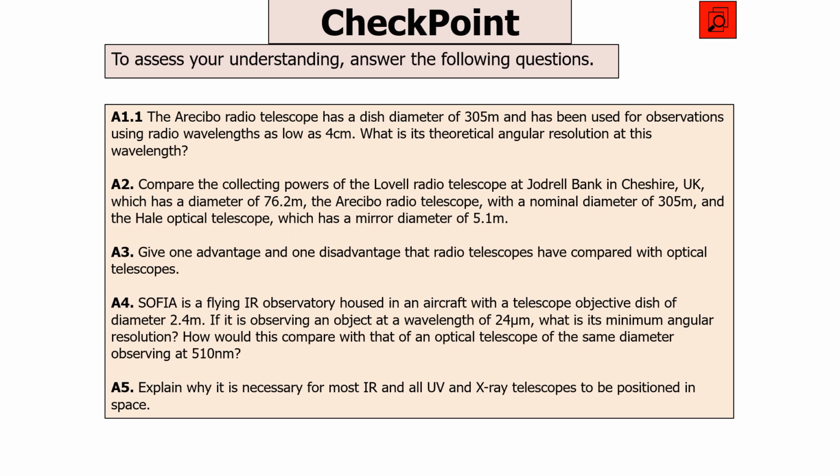Then Sofia is a flying IR observatory housed in an aircraft with a telescope objective dish of 2.4 meters diameter. So if this is observing an object at a wavelength of 24 micrometers, what is its minimum angular resolution? How would this compare with that of an optical telescope of the same diameter observing at 510 nanometers? And then why is it necessary for most IR and all UV and X-ray telescopes to be positioned in space? So pause the video now, then unpause the video when you want to go through your answer.